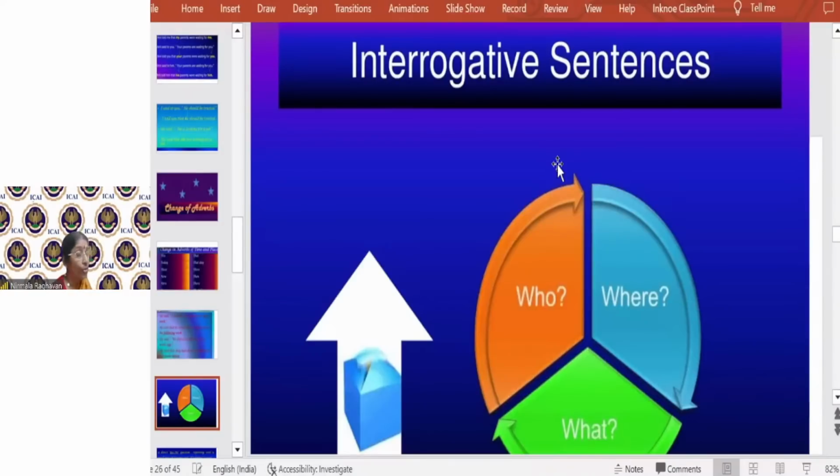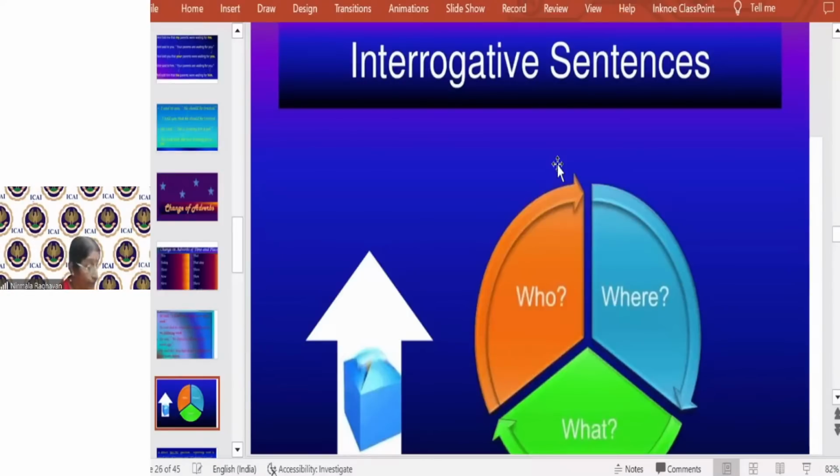So, what is your name? What is a WH word? What, when, where, why, which, who, whose. All these are called WH words, or in other words, they are called question words. Now, immediately after the question word, you must have a verb. For example, what is your name? What are you doing? Where are you going?